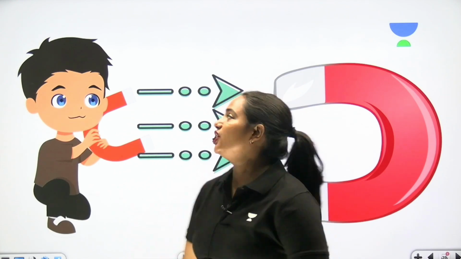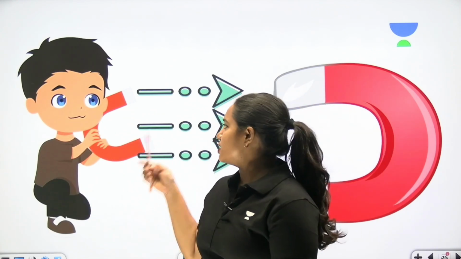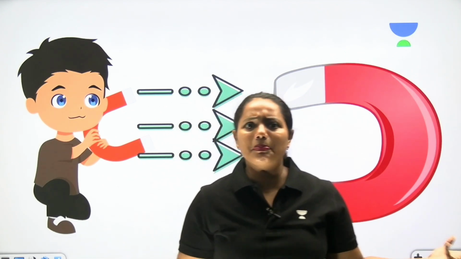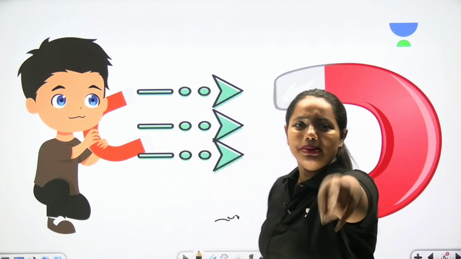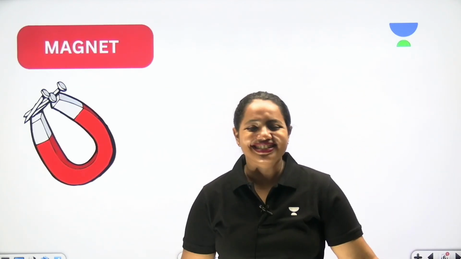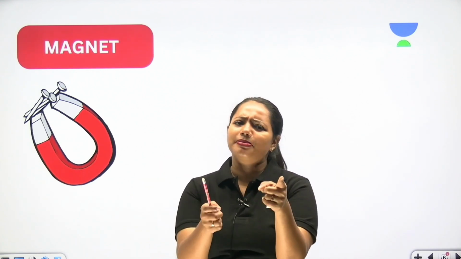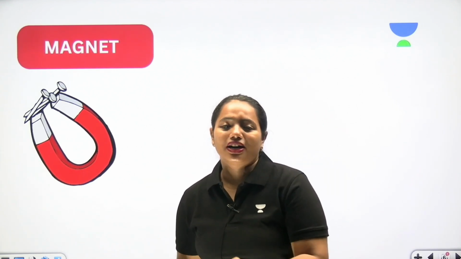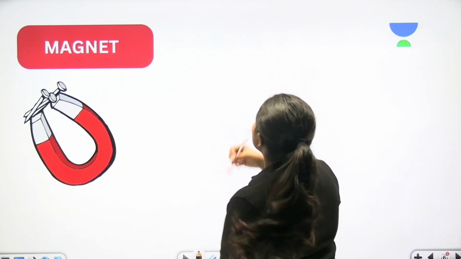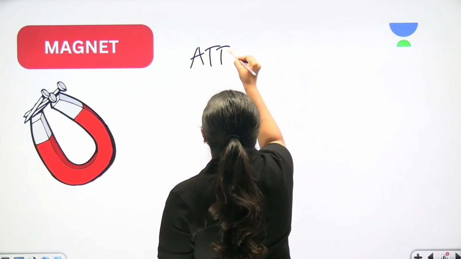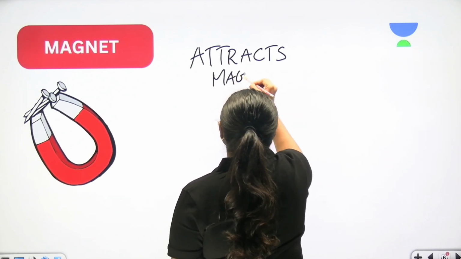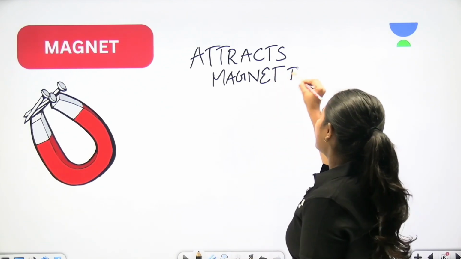Now we are moving towards the next concept. You can see that Arun's magnet is being attracted by this huge magnet here. How is that possible? Don't worry, let me break it down for you. What is meant by a magnet? Can anybody tell me? Very simple, it can attract other magnetic materials. Let me write it for you: magnets attract magnetic materials. It's a very simple concept.